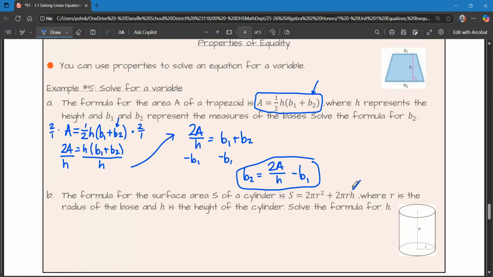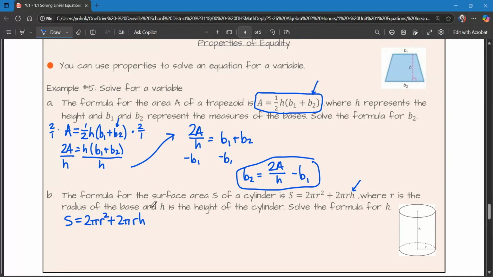Okay, so we're trying to get the h alone. So notice we have the height of the cylinder. Think of the cylinder as like a soup can. Height is top to bottom, perpendicular distance. The radius is the center to the edge. So let's write the formula. S equals 2 pi r squared plus 2 pi r h.